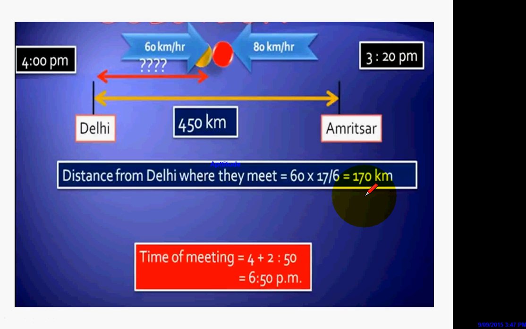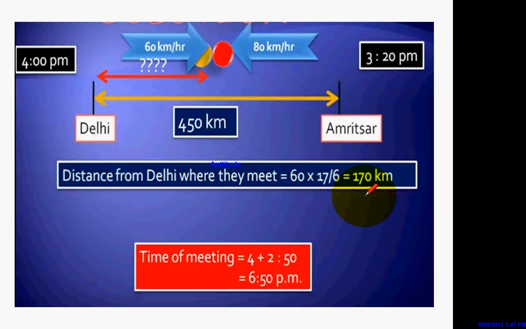And what is their time of meeting? It started at 4 p.m., right? It started at 4 p.m. and to reach that 170 km, it took 2.5 hours. So the time of meeting is 4 plus 2.5 hours, which is 6:50 p.m. That is the time of the meeting, and the distance where they meet is 170 km.